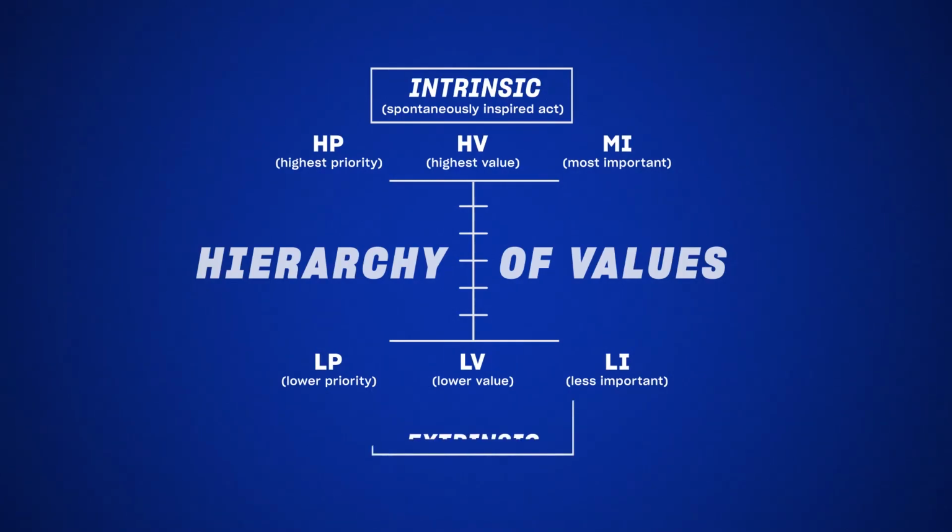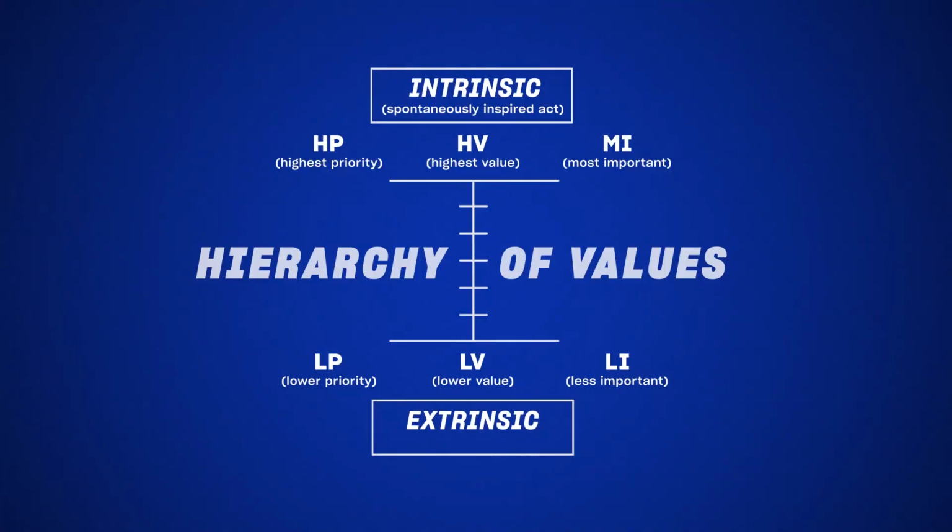As you progressively go down the series of values, they progressively become more extrinsic. Extrinsic means external, and that means it requires external motivation to get you to do them. See, what's highest on your value, you spontaneously do. What's lowest on your value, you need to be motivated and reminded to do. You need incentives to do. So here, you require external motivation to get you to do it.